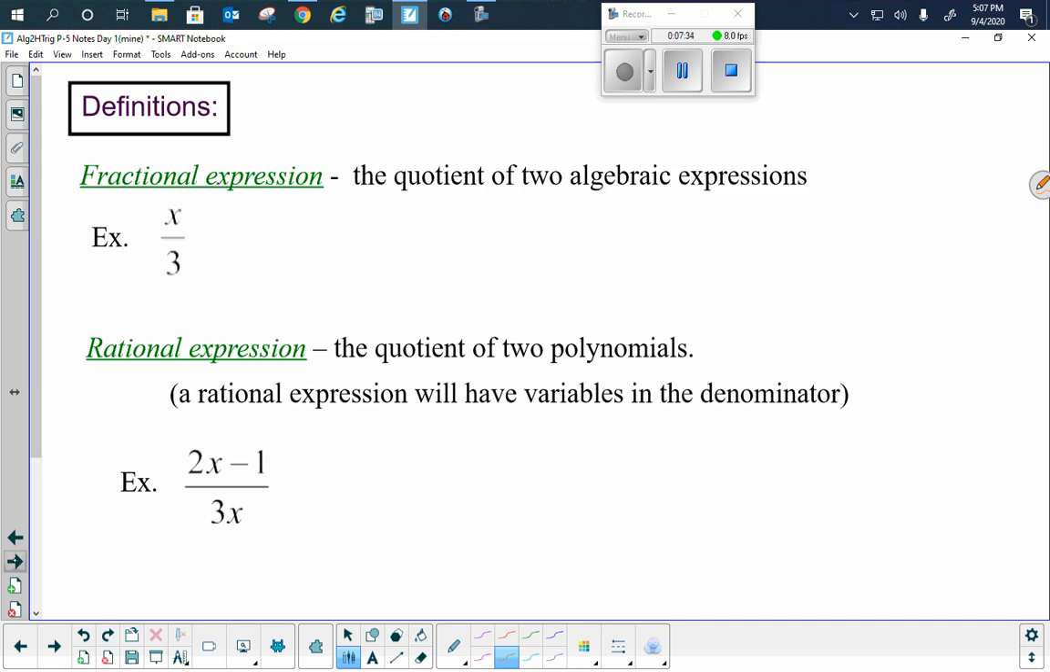A couple definitions we need to know. So a fractional expression is the quotient of 2 algebraic expressions. So an example would be like x over 3. A rational expression is the quotient of 2 polynomials. And yes, that means a rational expression will have variables in the denominator, such as 2x minus 1 over 3x.